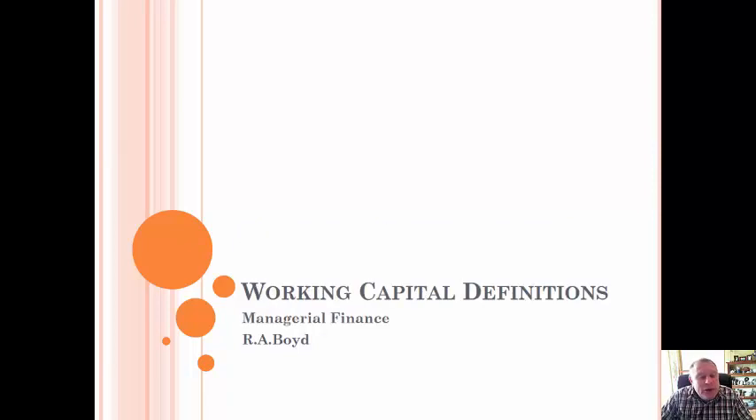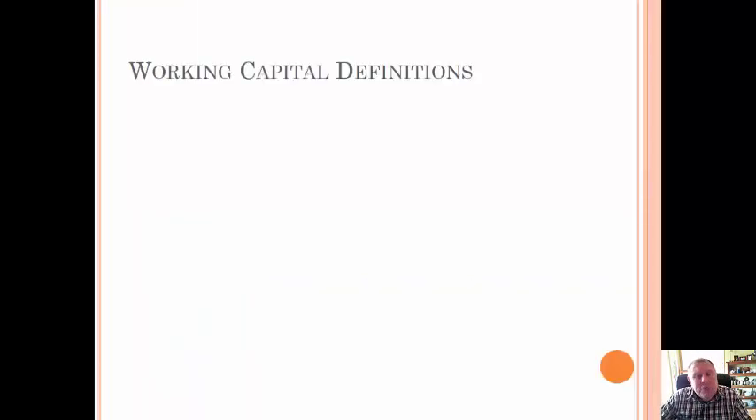Today, we're going to start with covering working capital. As we talked in our previous video about the business cycle, the time of it, this gets us a more in-depth look at what makes up working capital and how it is used. So let's start with some definitions.